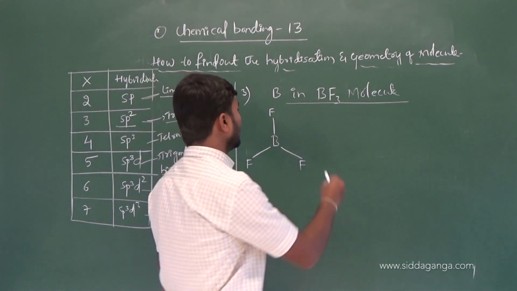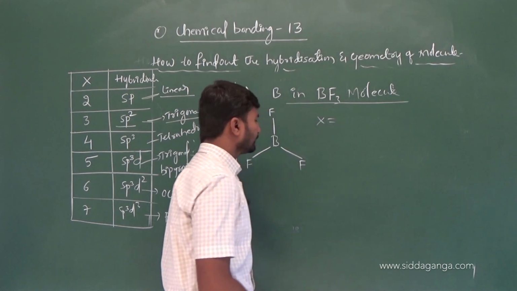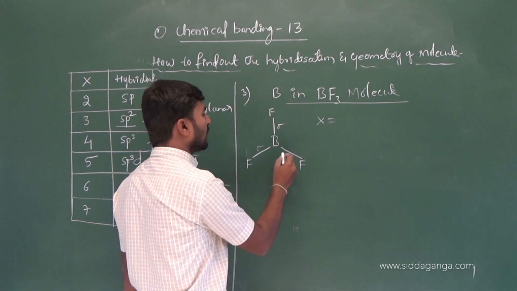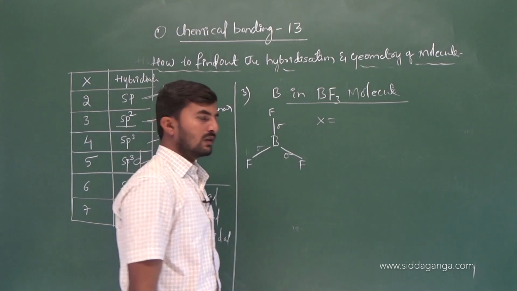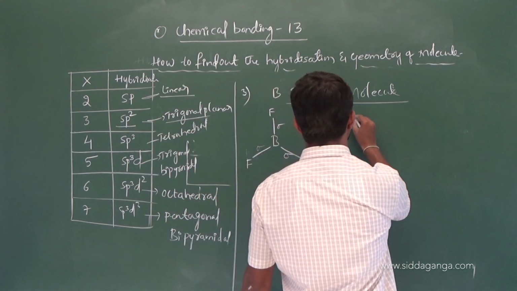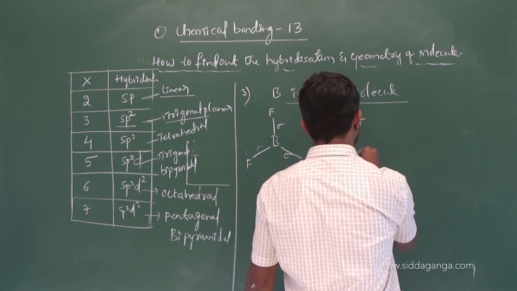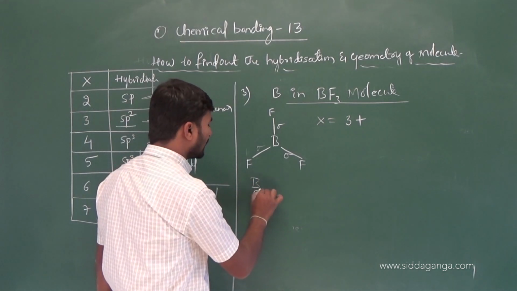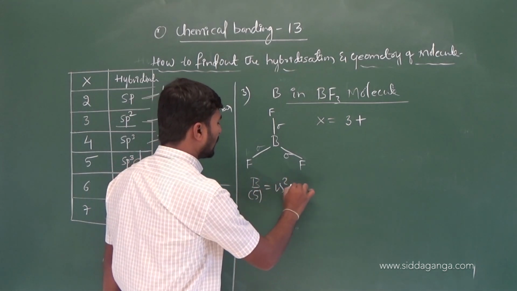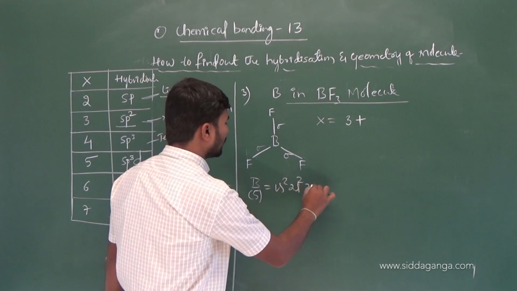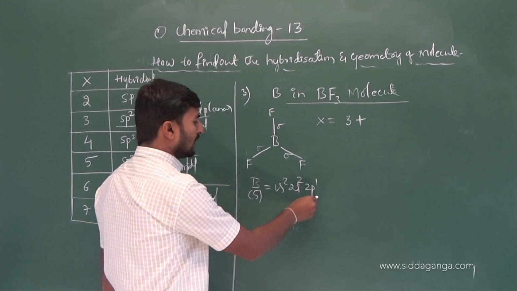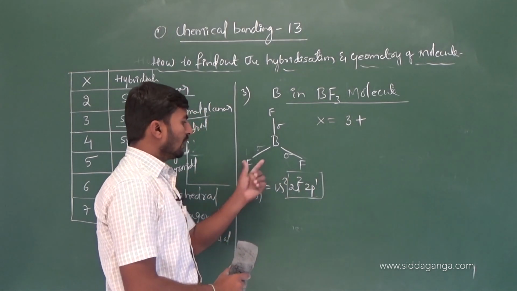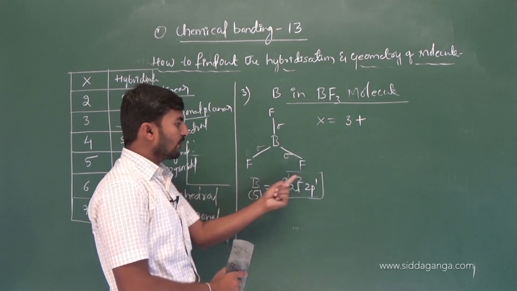Okay, you can find out the x value now. How many sigma bonds are there here? We have 3 sigma bonds. Okay, x is equal to the number of sigma bonds, which is 3, plus how many lone pairs of electrons are there in boron? Boron has atomic number 5 and the configuration 1s2, 2s2, 2p1, and all the 3 electrons present in the valence shell of boron are utilized in the formation of bonds.